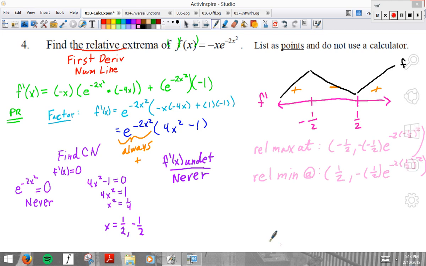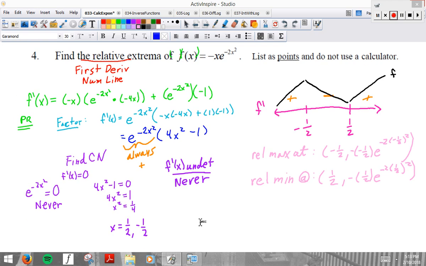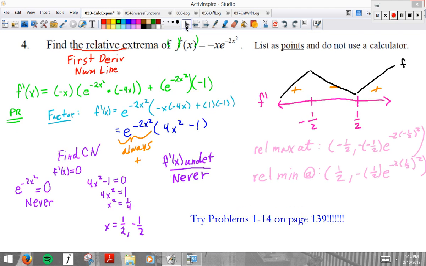I highly recommend you go try 1 through 14 on page 139. If you can do all 14 of those problems, you are in good shape.